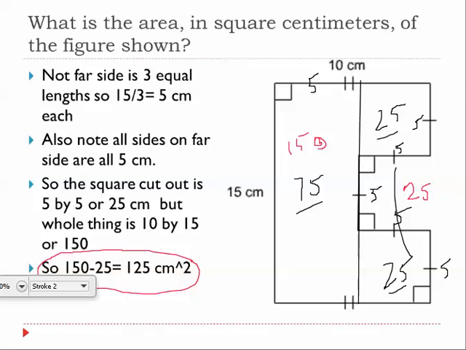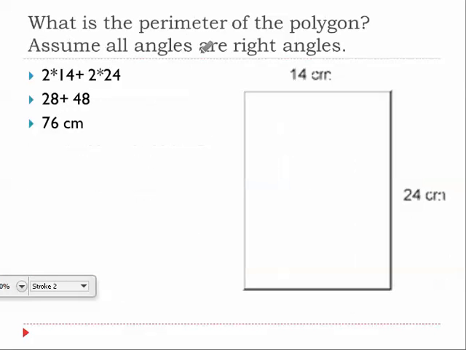Okay? So let's go forward and look at another one here. If I'm looking at the perimeter of something, there's two 14s here. So I've got to add 14 twice, and I've got to add 24 twice. Right? Well, 14 twice is 28. 24 twice is 48. That gives me a total of 76 centimeters. Perimeter is the easy one. You're just adding up all the sides.